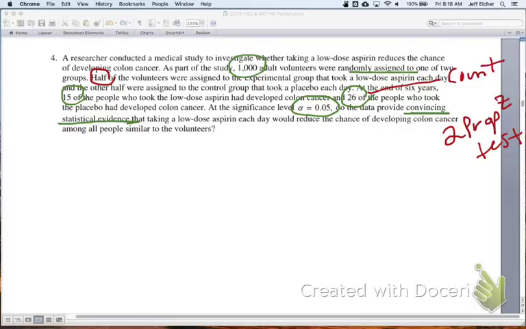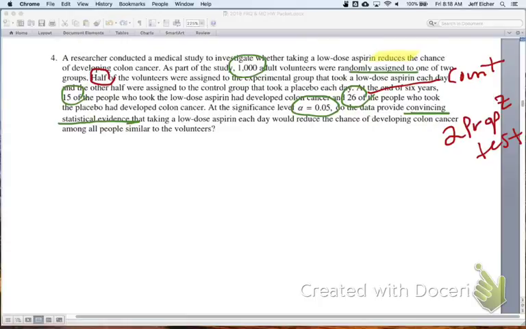So a researcher conducted a medical study to investigate whether taking low-dose aspirin reduces, another important word, reduces the chance of developing colon cancer. As part of the study, 1,000 adult volunteers were randomly assigned to one of 2 groups. Half of them got the low-dose aspirin. The other half were in the control group that got a placebo.